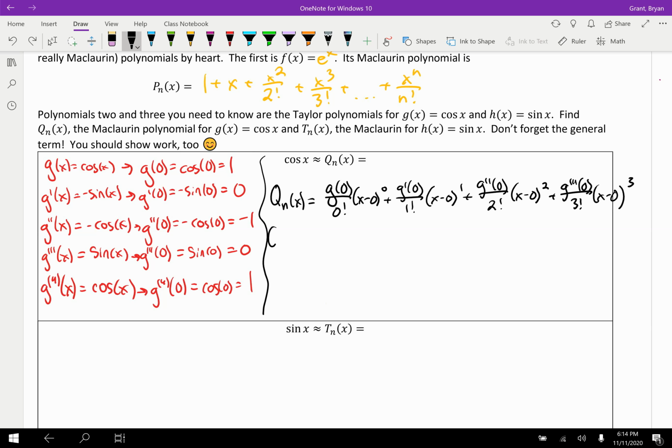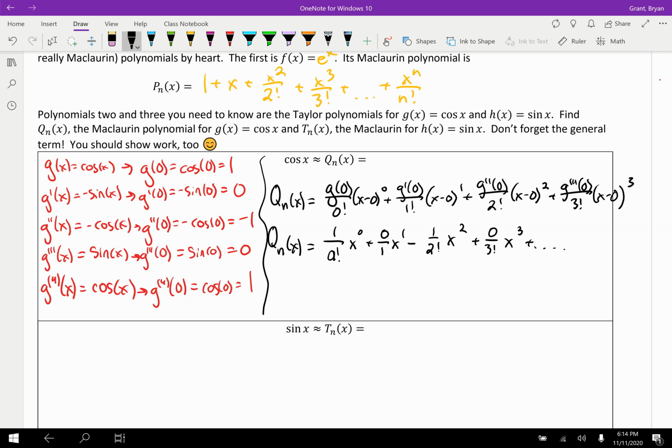Okay, plugging things in. G of 0 was 1. This is just x to the 0th. All right, the next one is 0, x to the first. The next one's minus, so minus 1 over 2 factorial, and I'll keep those factorials in there. I guess it's not going to hurt for now, is it? Over x squared plus 0 over, what is this next one? Did I miss a negative somewhere? No, I'm just being silly. 0 over, this is our third derivative, so 3 factorial x cubed, and dot, dot, dot.